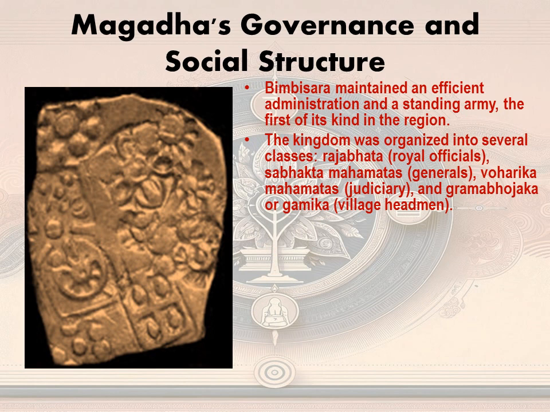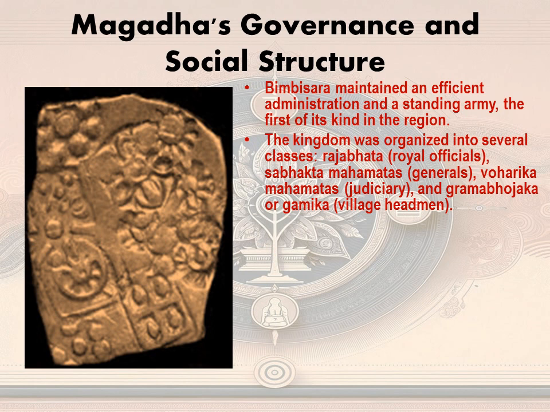The kingdom was organized into several classes. The Raja Bhattas, which means the royal officials, Senanayaka Mahamatyas, which means the generals, Voharika Mahamatyas, which means the judiciary, and the Gama Bhojaka or Gramika, which means village headmen.